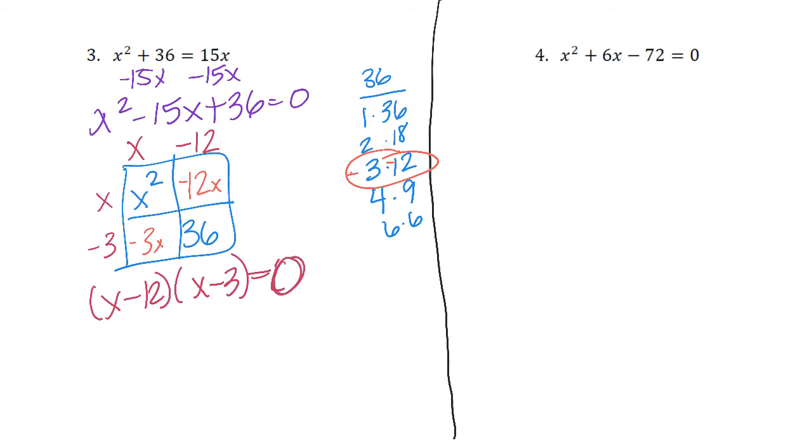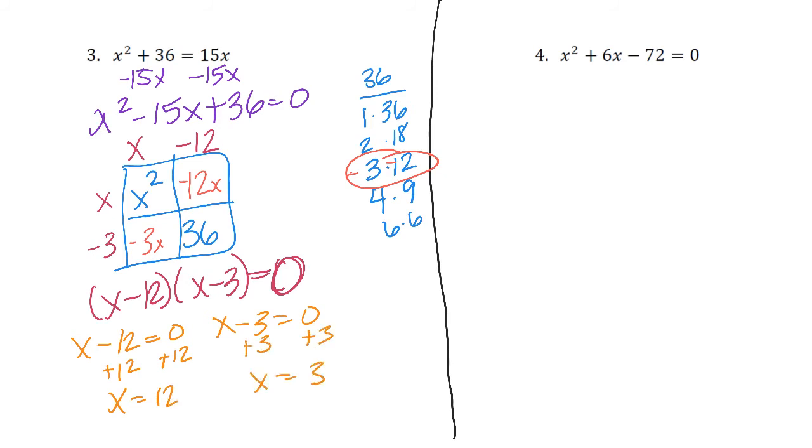So then we take each of those sets of parentheses and we set it equal to 0. So x minus 12 equals 0 and x minus 3 equals 0 and solve. So x equals 12 and x equals 3. Those are my two answers.